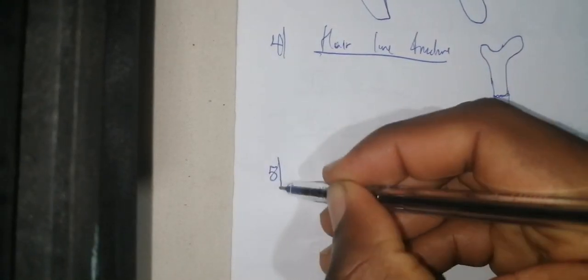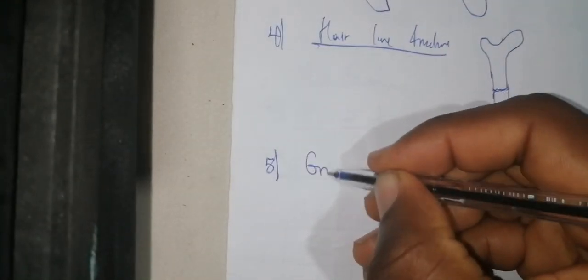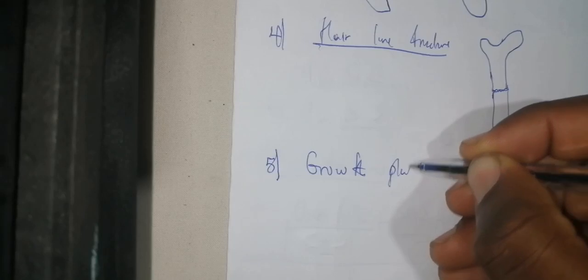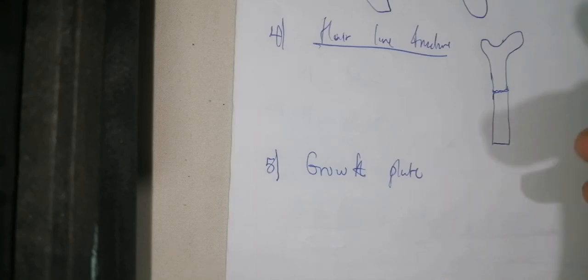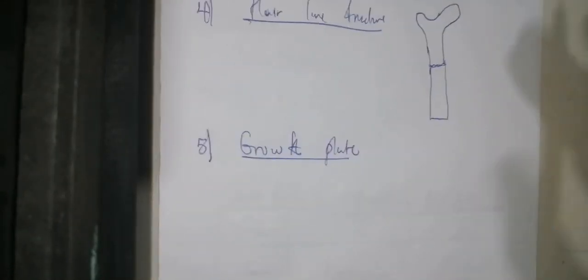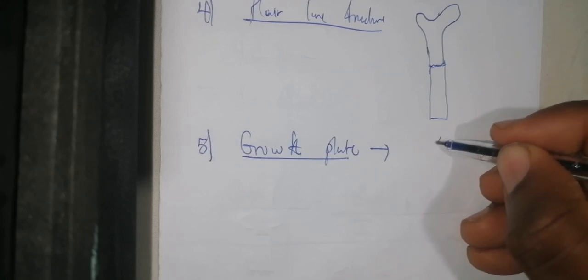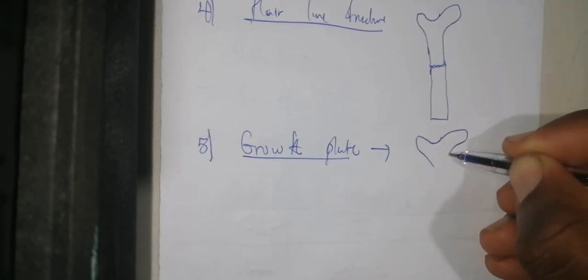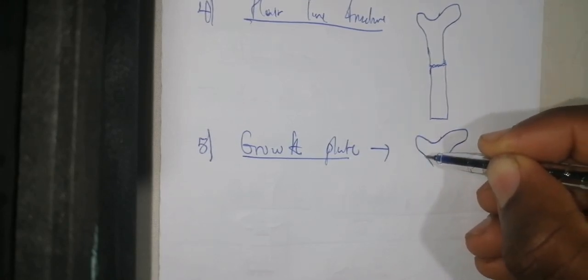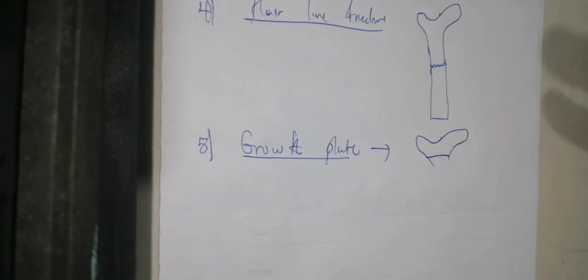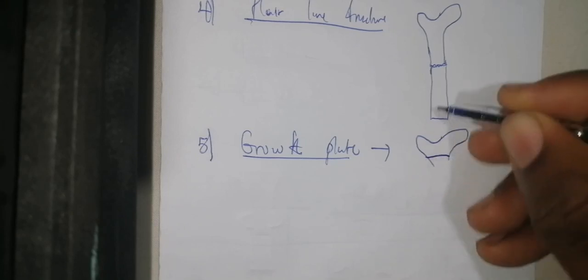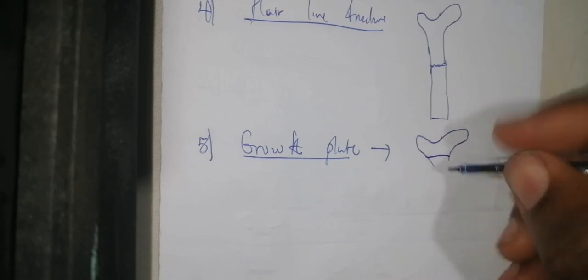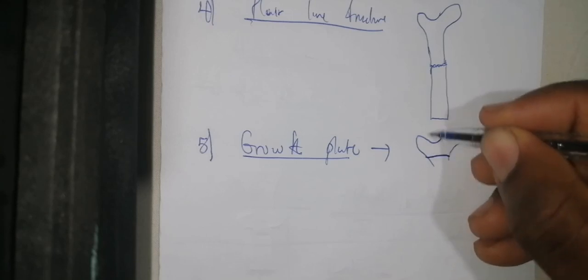Now, the fifth fracture type that we have is the growth plate fractures. The growth plate fracture involves the epiphysis, metaphysis, and the physis. Is it clear? Now you need to know what the growth plate is. Let's say you have a bone here like that. At this level, you have a growth plate. The growth plate is made up of three parts. We have the first part which is above, which is the epiphysis. Is it clear? Above there, you have the epiphysis.